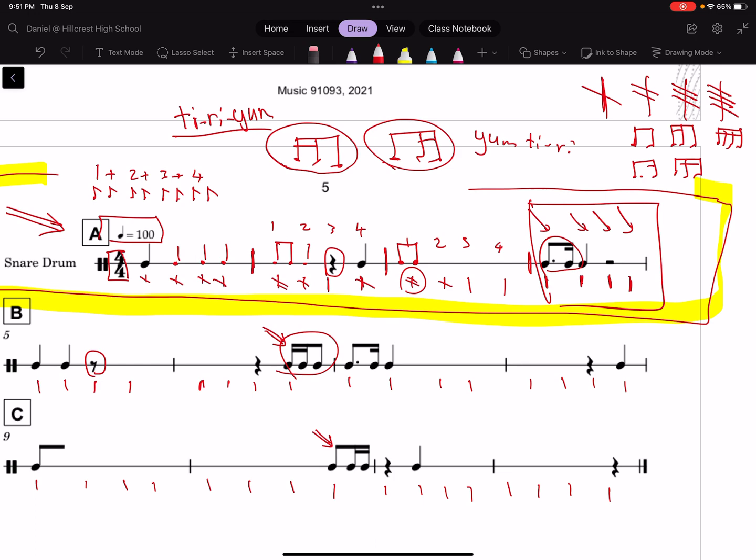Let's count. 1, 2, 3, 4. 1 and 2, 3, 4. 1 and 2, 3, 4.